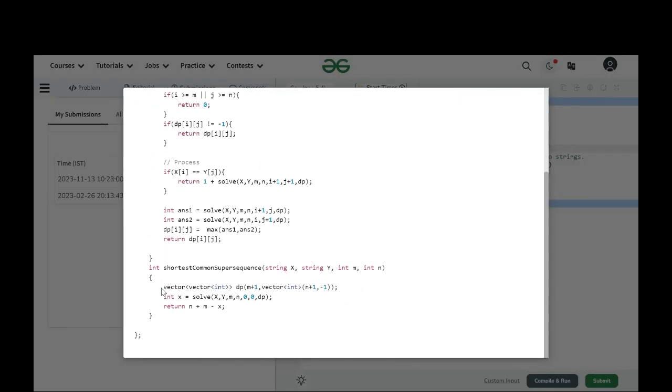So this is the code that we have. You might be familiar with it. I would suggest first going through the LCS problem and then coming back to this video. What we are doing is, see, this is the particular answer that we are returning.